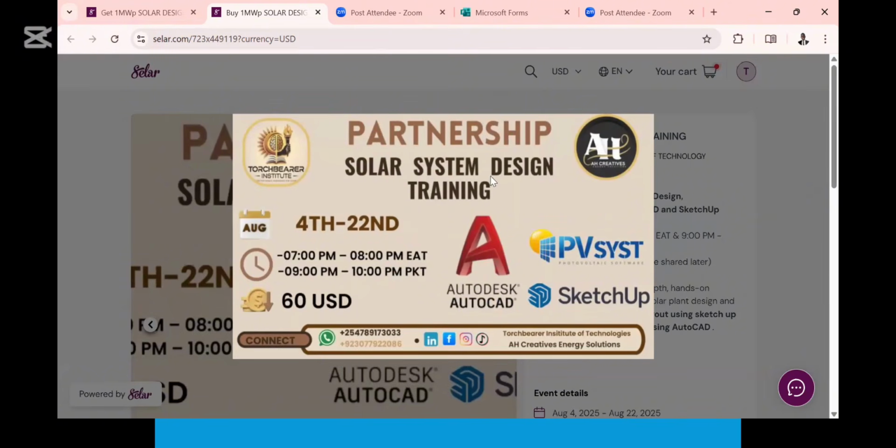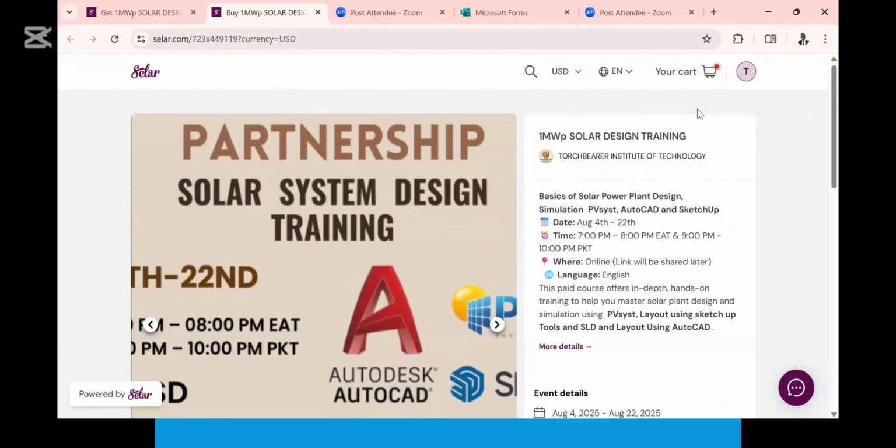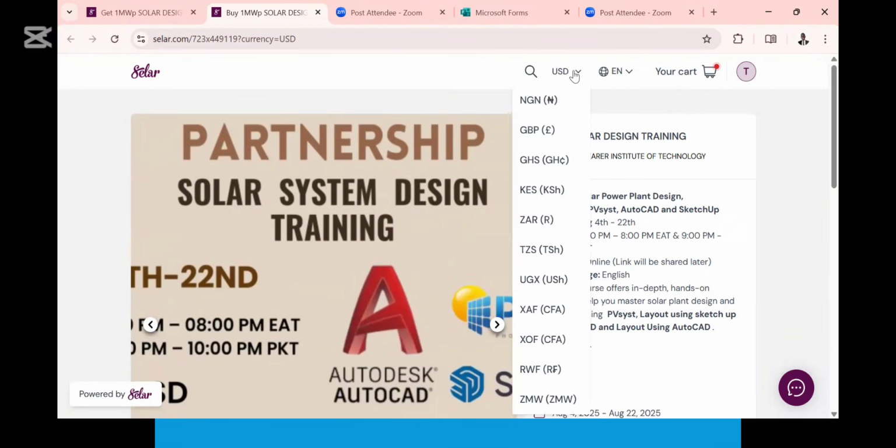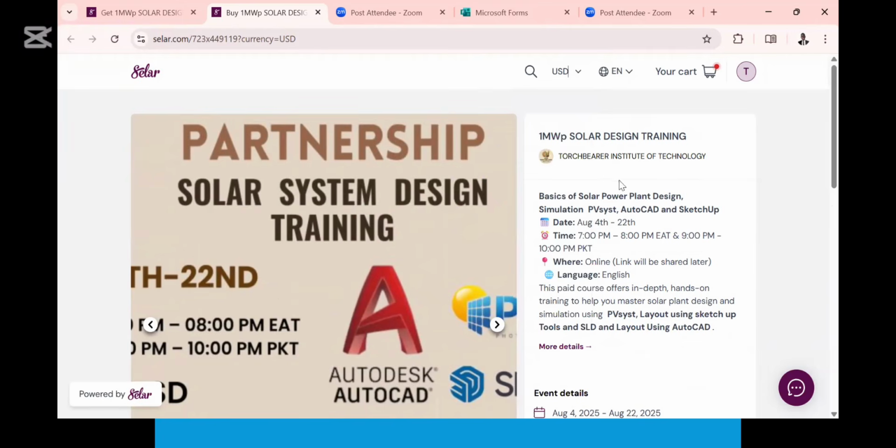Maybe if you are in Kenya, it's 750 shillings, or if you are in Pakistan and South Africa. There's a link that I have shared for the payment, a Visa payment link. Can you see it? Yes, I can see it. I believe everyone is seeing it. You're supposed to go to the link if you'd like to join the training for the 4th to 22nd, $60.